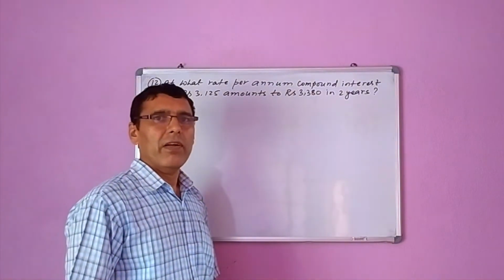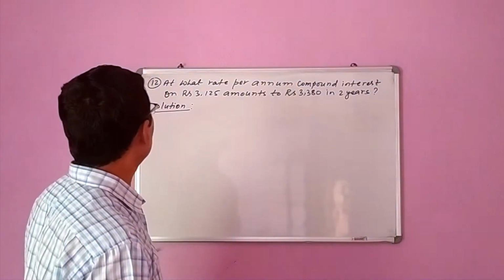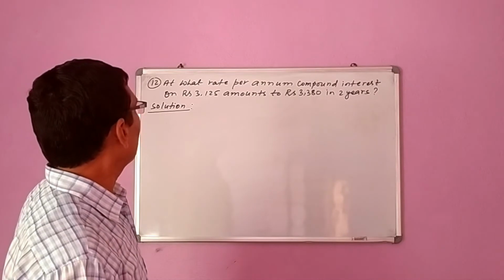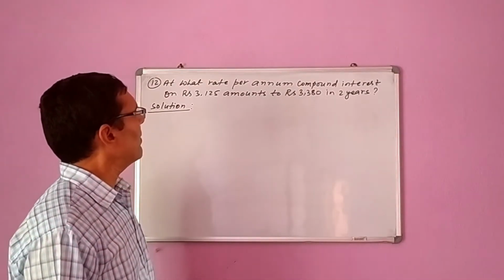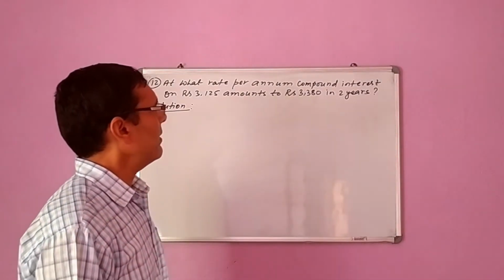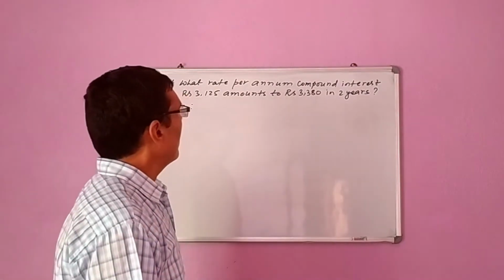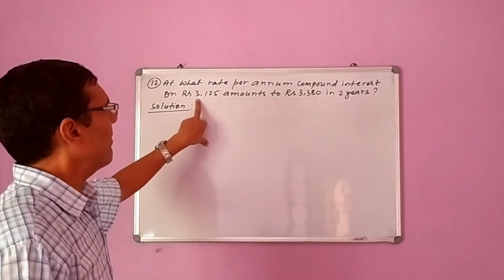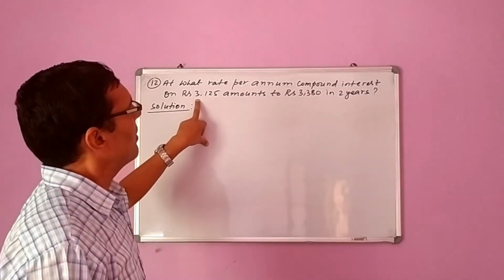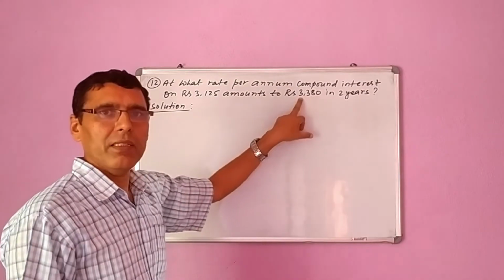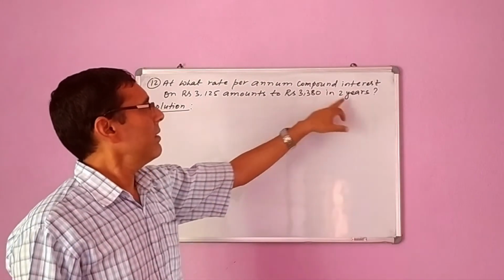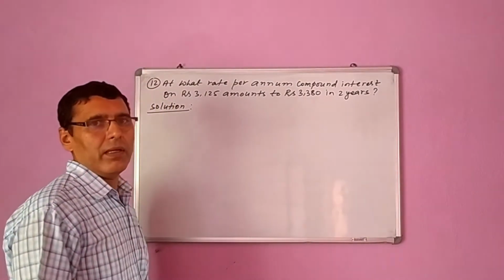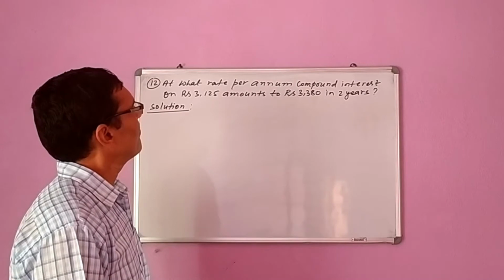Hello guys, here we have another question on compound interest. Question number 12. At what rate per annum compound interest on rupees 3,125 amounts to rupees 3,380 in 2 years? Here we are given the principal rupees 3,125. Its amount after 2 years is 3,380 and time is 2 years. So here we have to calculate the rate of interest per annum.